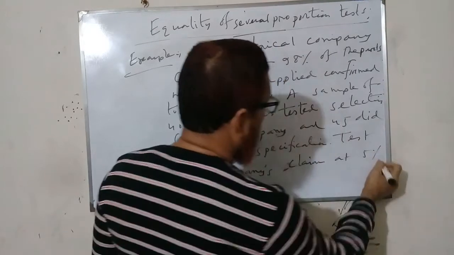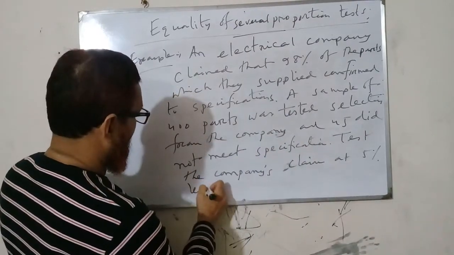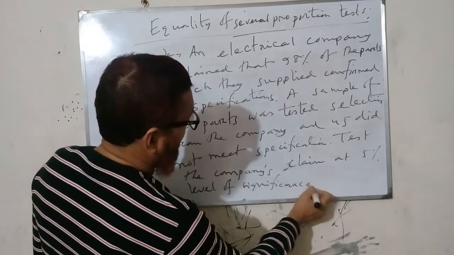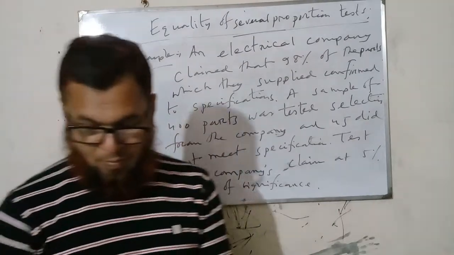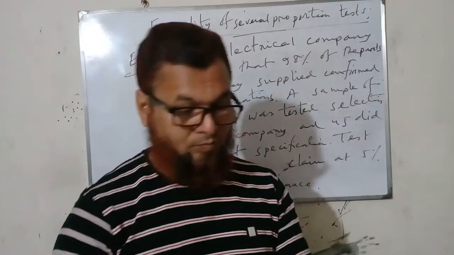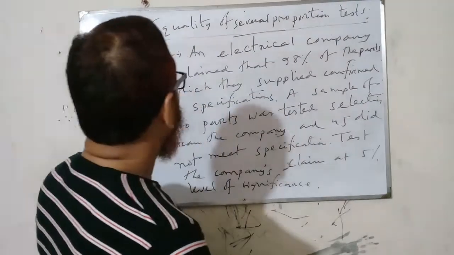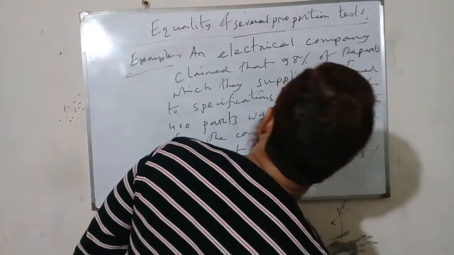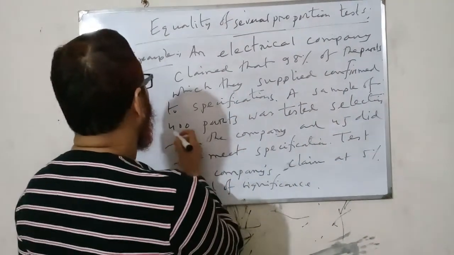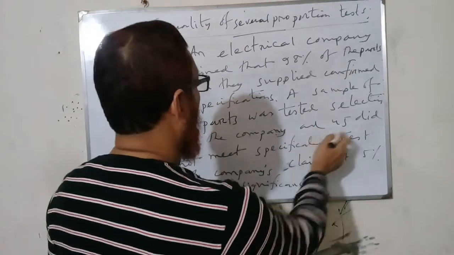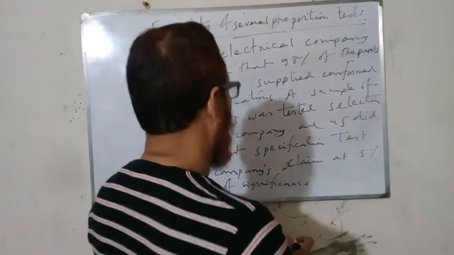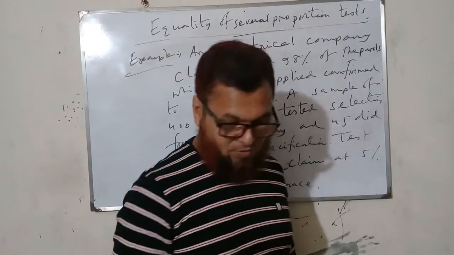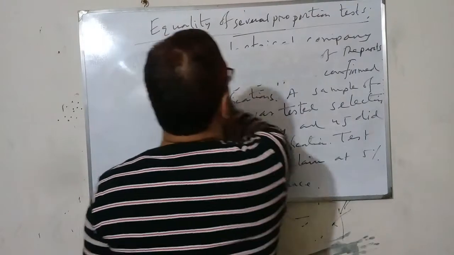Test the claim at 5% level of significance. An electrical company claimed that 98% of the parts which they supplied conform to specification. A sample of 400 parts was tested, selected from the company, and 45 did not meet specification. Test the company's claim at 5% level of significance.